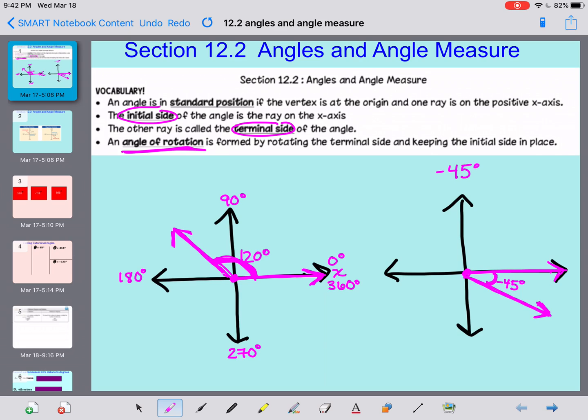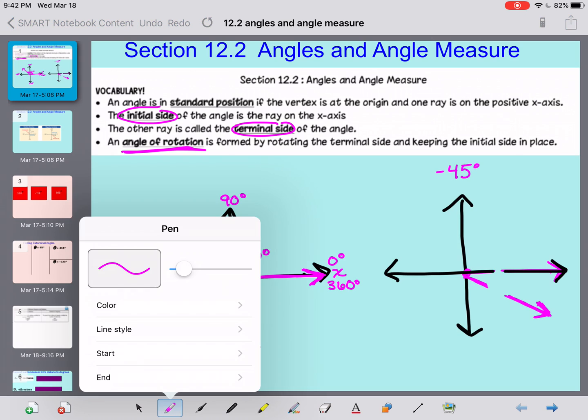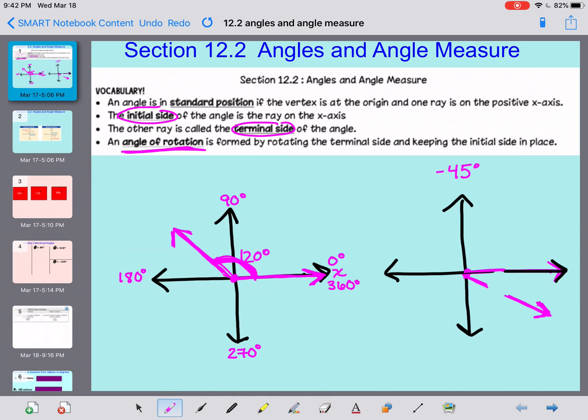Again, that arc is really important because if my diagram just looks like this, and I say, how many degrees is this angle? You don't know if I'm talking about this angle here or this big angle here. So it makes a big difference. So we draw that arc there so we know which angle we're talking about, and then we know it's negative 45 degrees.